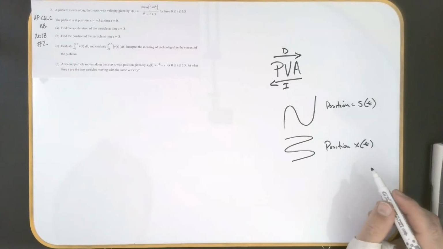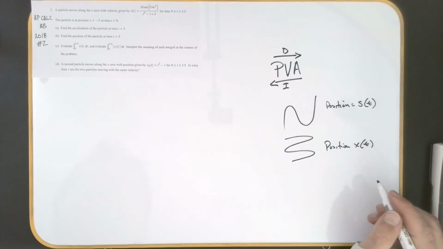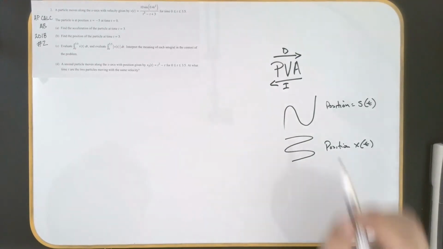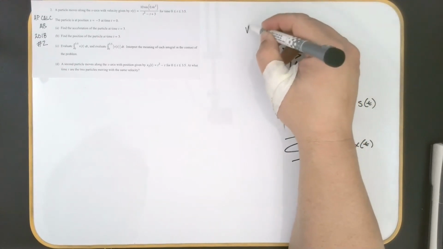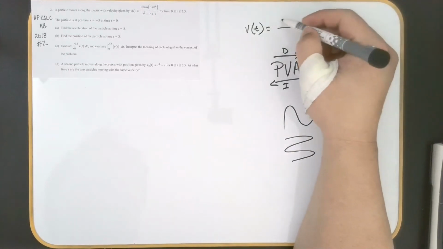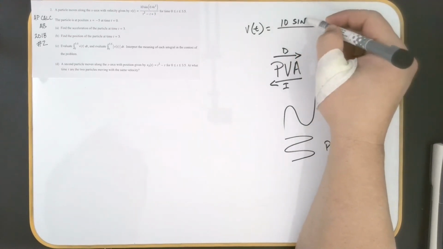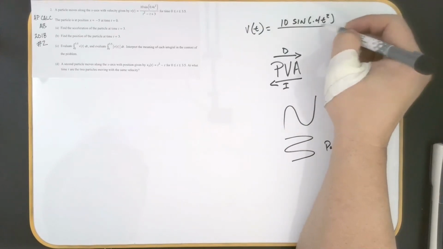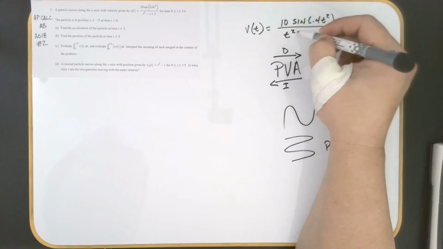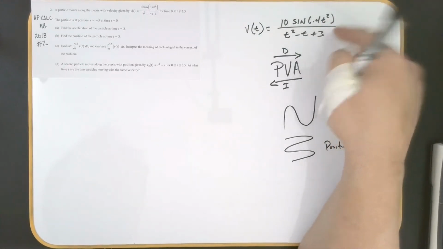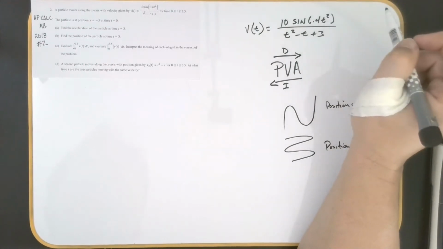Okay, so let's see what we have here for this particular question. It says a particle moves along the x-axis with velocity given by v of t equals, and this is a pretty beefy velocity function here. So v of t is equal to 10 times the sine of 0.4 t squared over the quadratic t squared minus t plus 3. Okay, so there's your velocity function that you're going to have to play with.